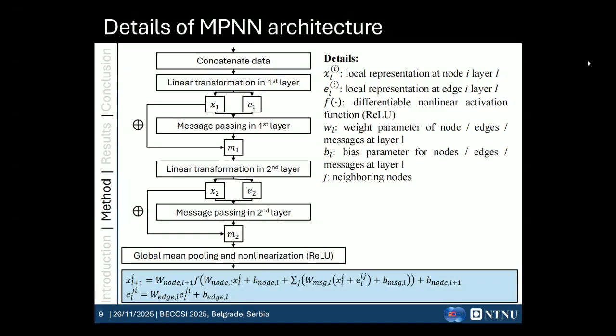Now let's look at the details of the MPNN architecture. Looking at this flow chart, we utilize two message passing layers, and here the information of the nodes, represented by x_i, and also the edge features are included in the information aggregation. Finally, we use differentiable nonlinear activation functions, ReLU layers, to perform the nonlinearization. This flow chart can be simplified by these two equations, which represent how we aggregate information for the nodes and for the edges.